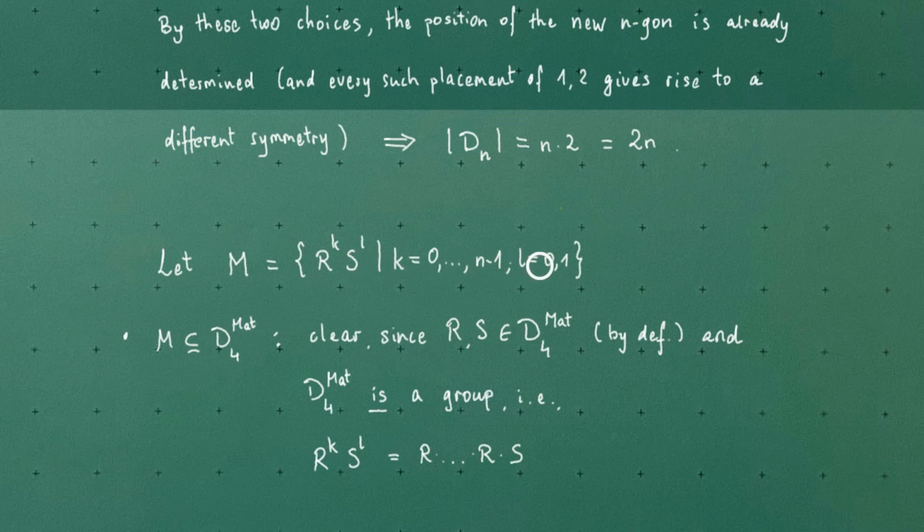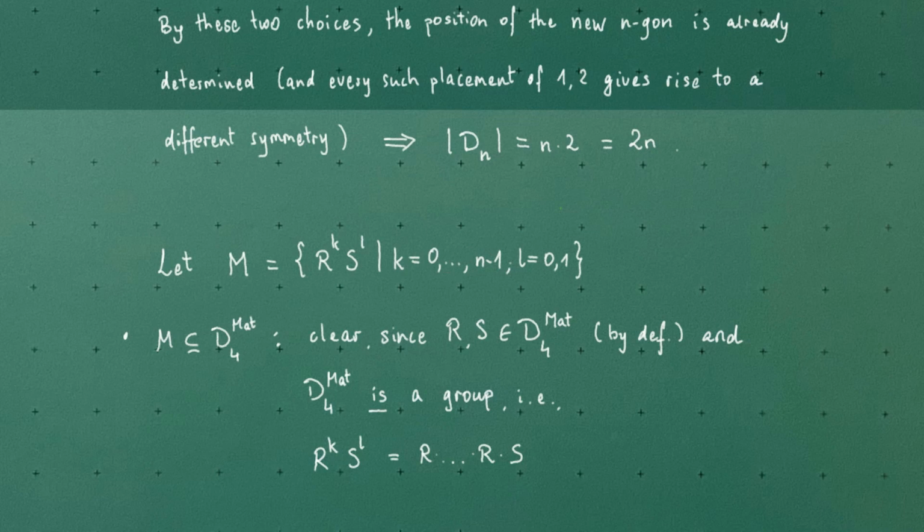For S we only need 0 and 1 as exponents because S squared is the identity, and so if l is 2 or bigger, then I repeat myself. The same here, R to the n is the identity, so it suffices that k runs through 0 to n minus 1.